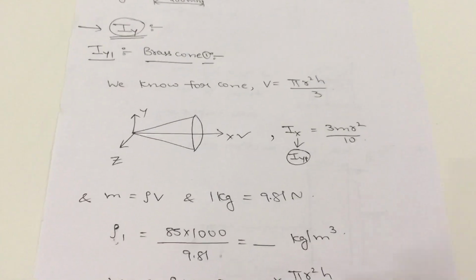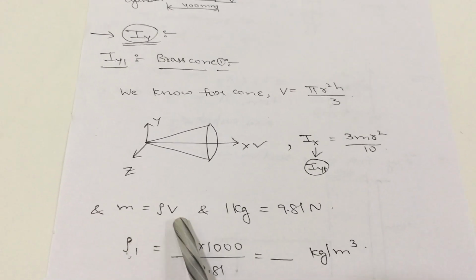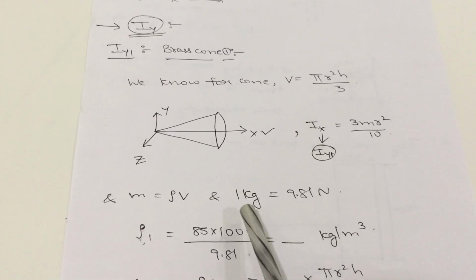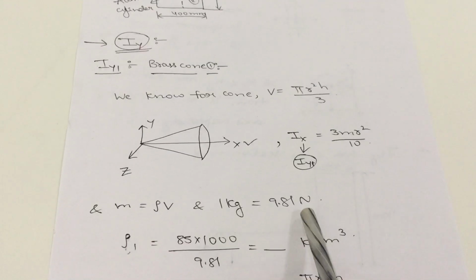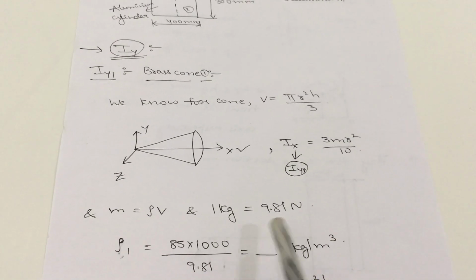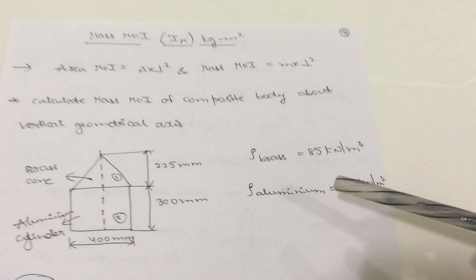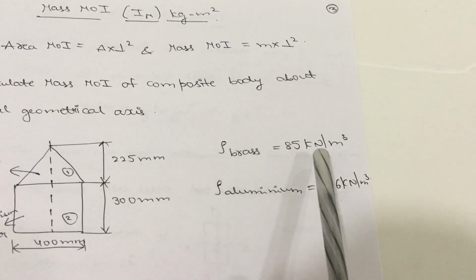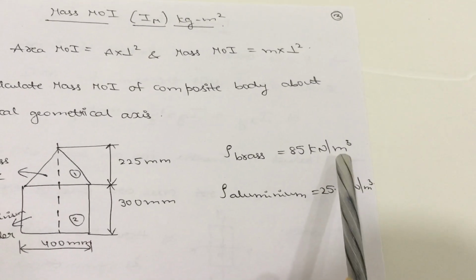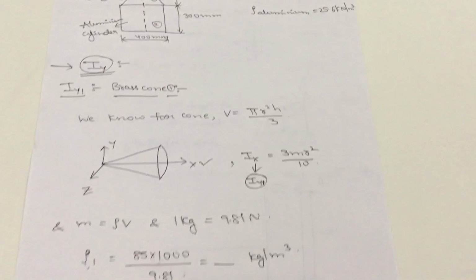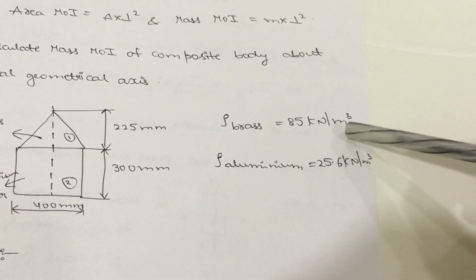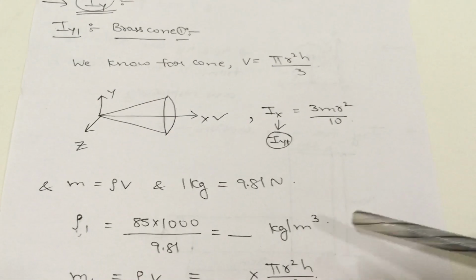Next, we know that the mass formula is density into volume, and we also know that 1 kg is equal to 9.81 Newton. Why are we using this value? Because here in the problem density values are given in kilonewton per meter cube, but we want the density values in kg per meter cube. So we need to convert kilonewton per meter cube into kg per meter cube.